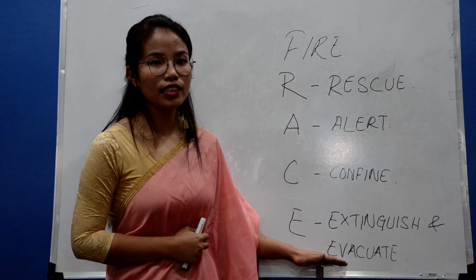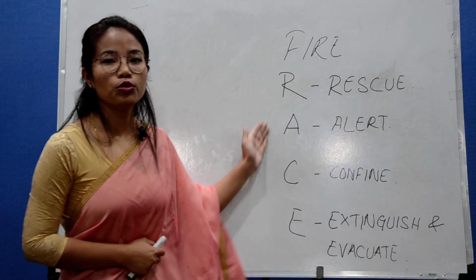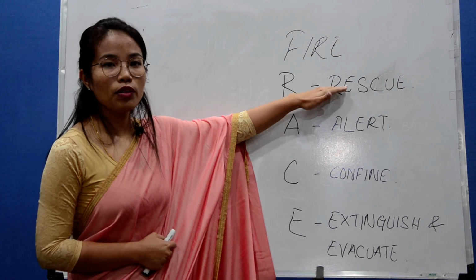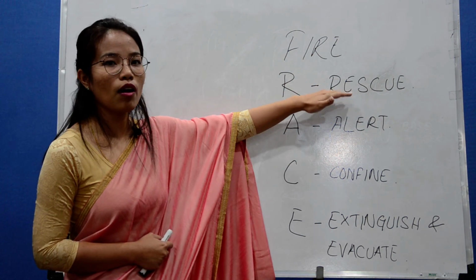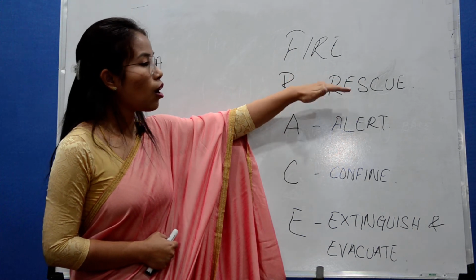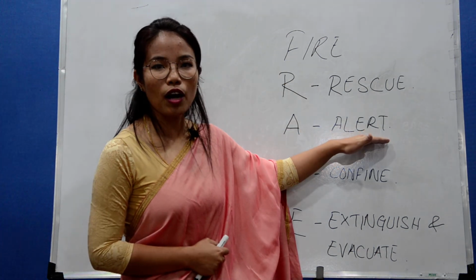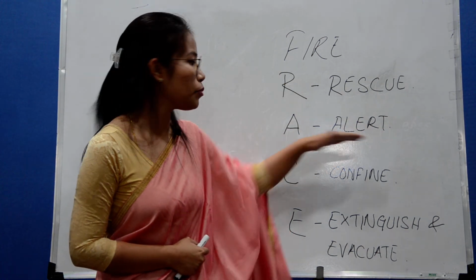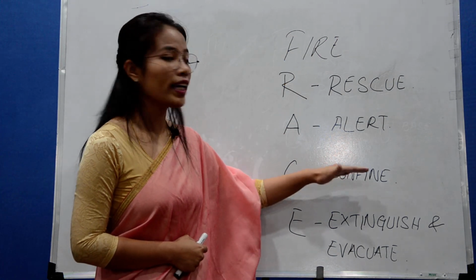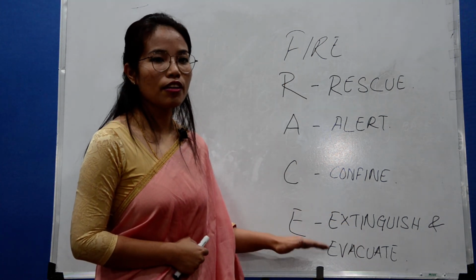from the ERT team. So, as a housekeeper, what are you supposed to do in this RACE? That is rescue, that you already know that you have to help the people around the area to rescue, to move the people away from that area. Alert. You have to alert the other departments as well as the ERT team. Confine. If you can confine the fire or the smoke in a certain area. Next is extinguish as well as evacuate.